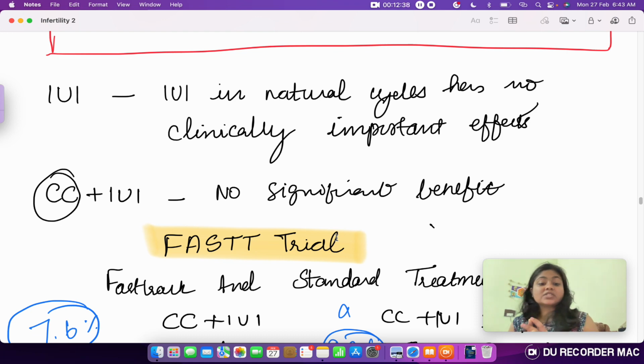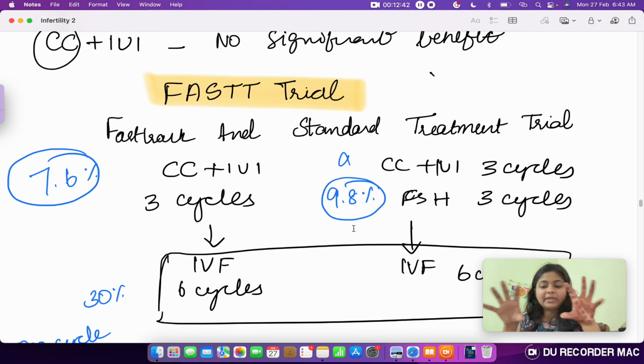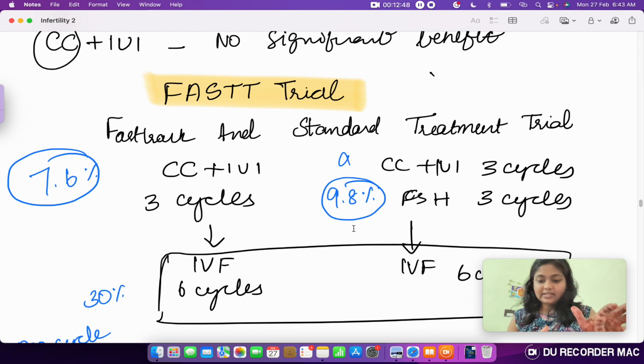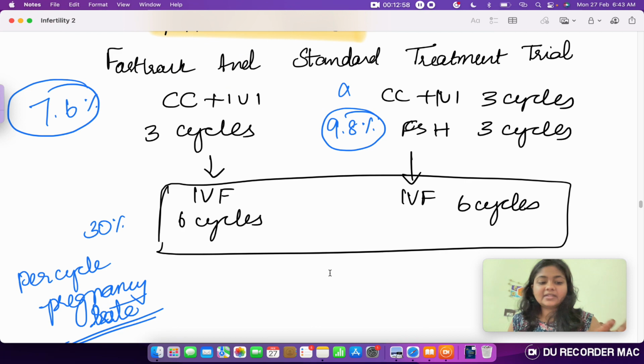We have a trial called as FAST trial, that is fast track and standard treatment trial, where they grouped the people into two. One group received clomiphene citrate and IUI for 3 cycles, followed by IVF for 6 cycles. The other group received clomiphene citrate and IUI for 3 cycles, followed by gonadotrophins for 3 cycles, and then IVF. So then they compared the per cycle pregnancy rate. It was 7.6 for clomiphene citrate plus IUI, 30% for IVF, and 9.8 for gonadotrophins.